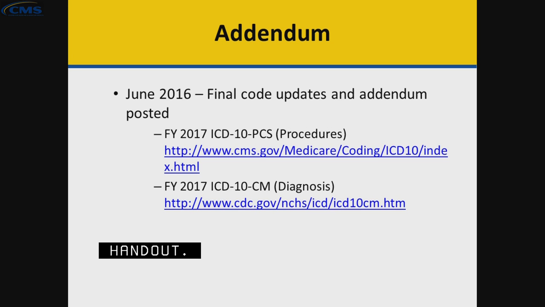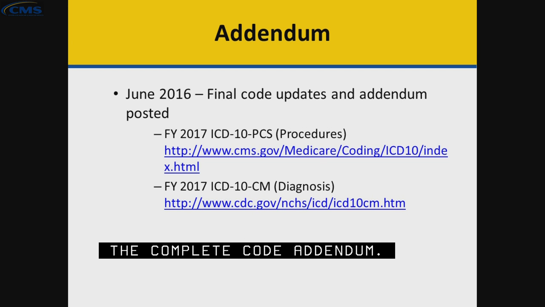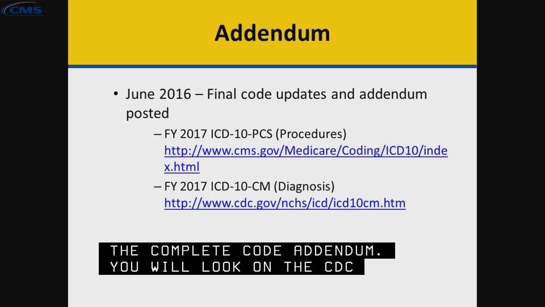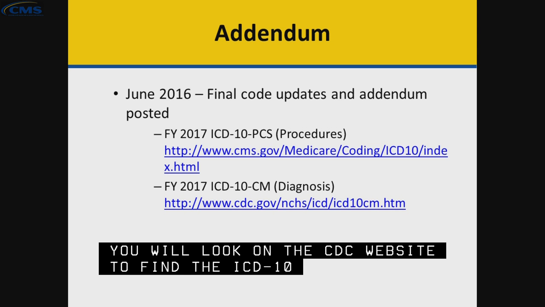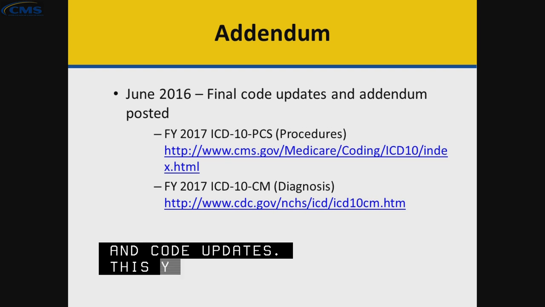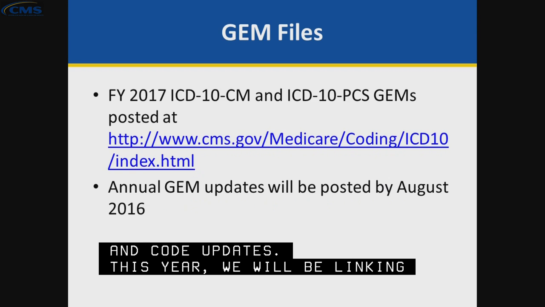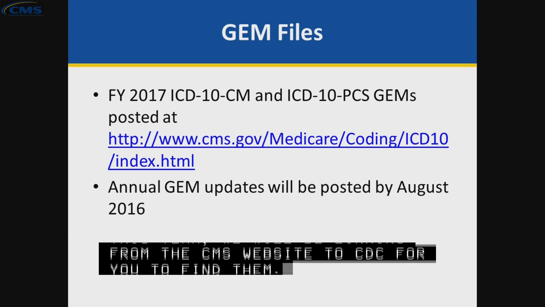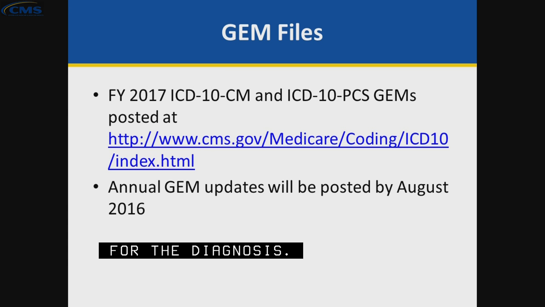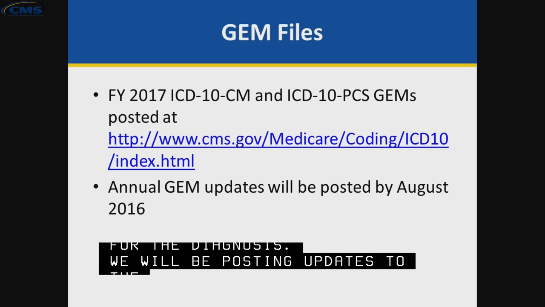June 2016 is when you'll see the complete code addendum. And you'll look on the CMS website for ICD-10 PCS for the FY 2017 addendum. And you'll look on the CDC website to find the ICD-10 CM addenda and code updates. And this year we will be simply linking from the CMS website to CDC for you to find all the addenda for their diagnosis. We will be posting updates to the GEMs in August, and that will include any updates that happen as of this year.